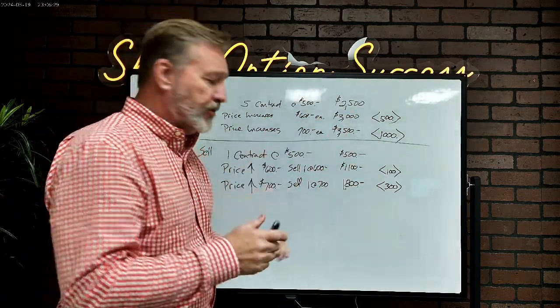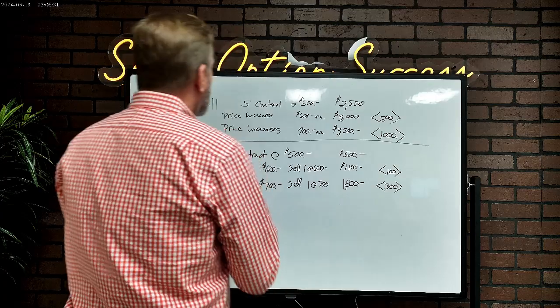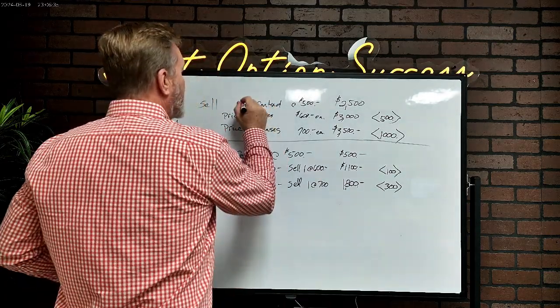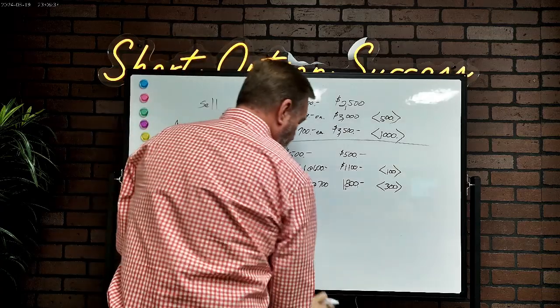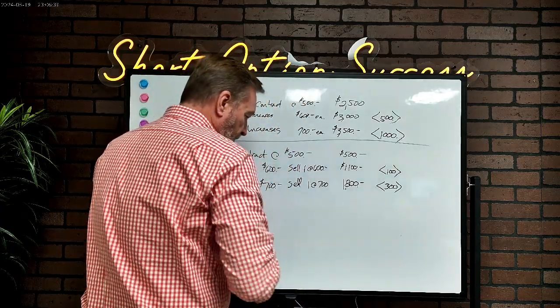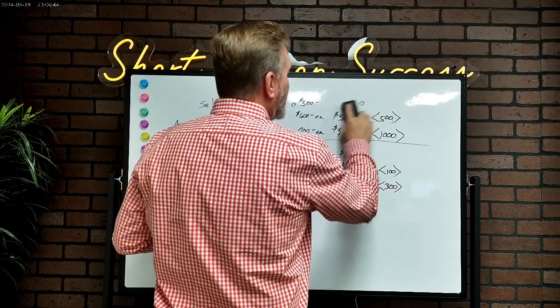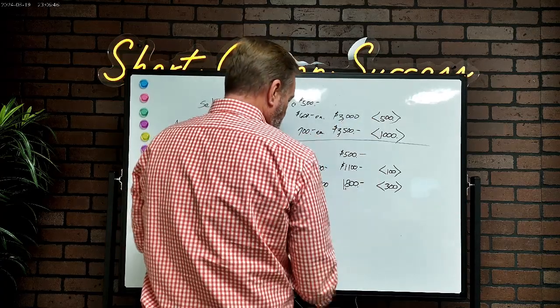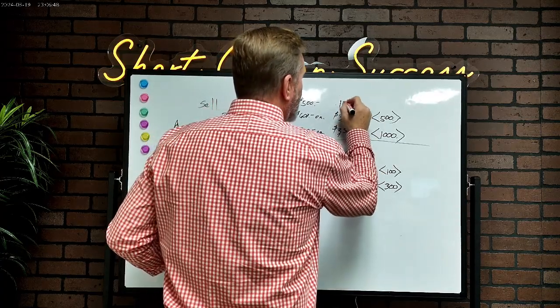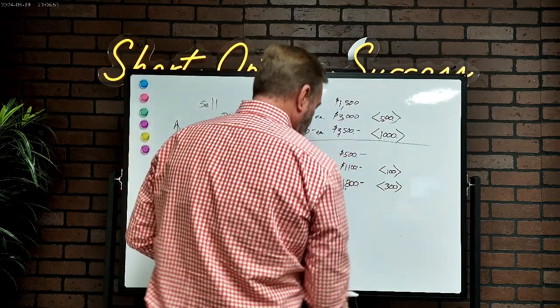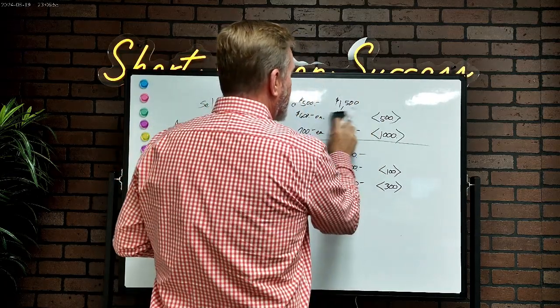Actually, let's just talk apples to apples. I should have done it this way. Let's just say I did 3 here, and we'll redo these numbers so we actually can compare apples to apples. So I did 3 at 500. I collected $1,500. Then the price goes up to 600.